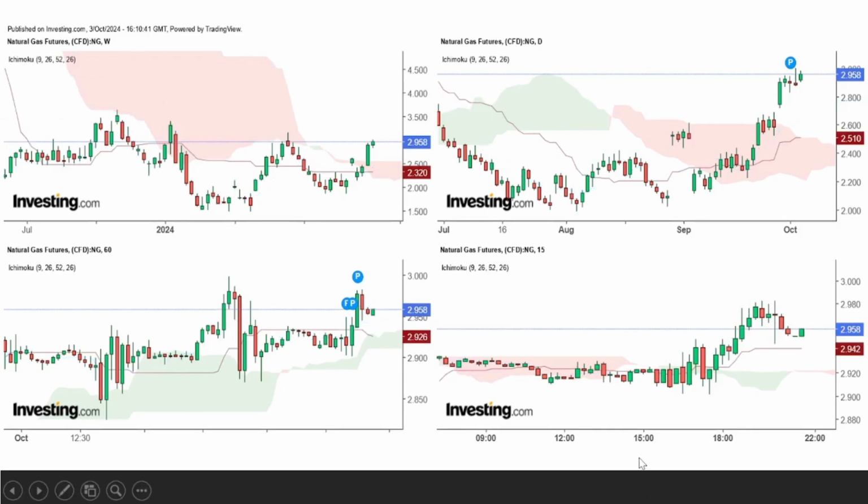This is the Kijun Sen chart. The same 4 periods we are seeing here on the natural gas futures chart. This red line is the Kijun Sen or baseline.